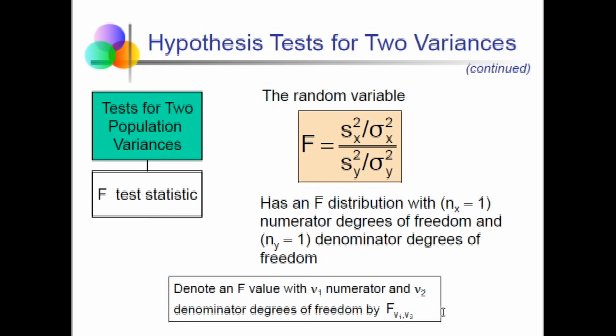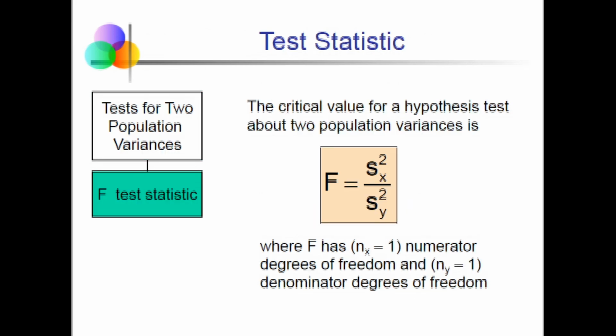The test statistic is the F value, which is given by a ratio of the two sample variances: the sample variance of the first population divided by the sample variance of the second population. Usually the numerator is the sample variance which is larger, and the denominator is the sample variance which is smaller.